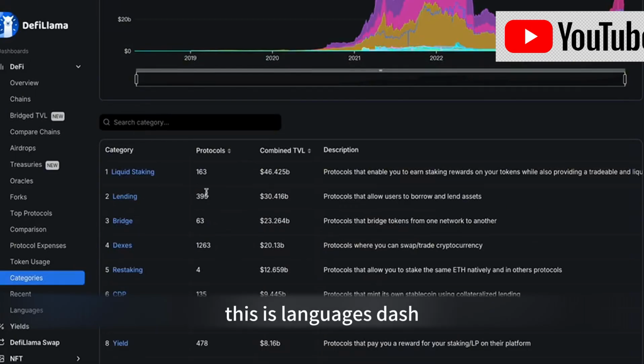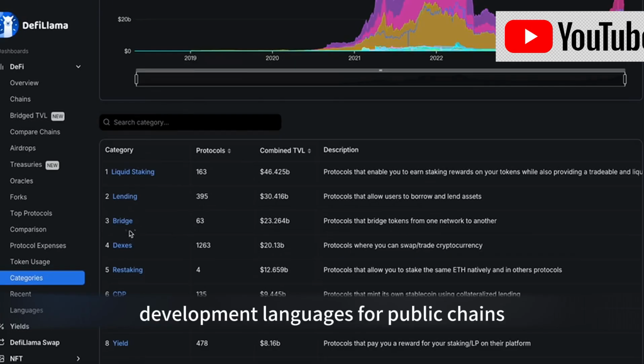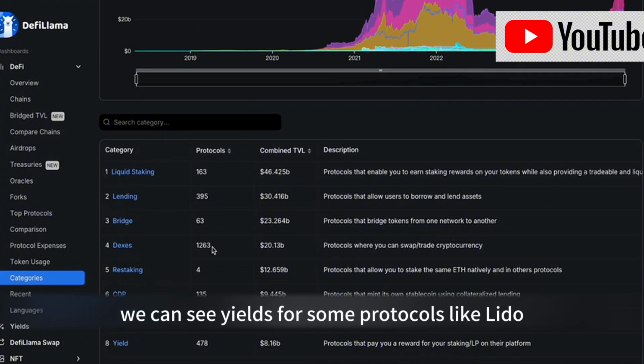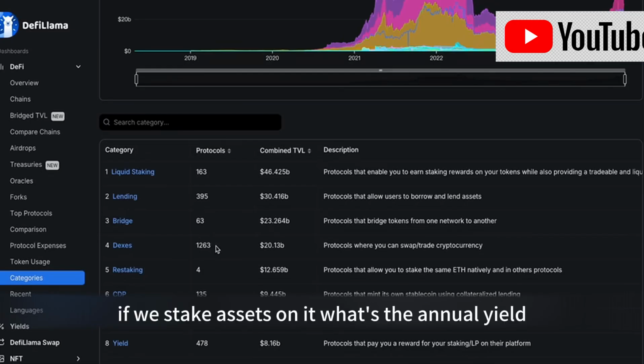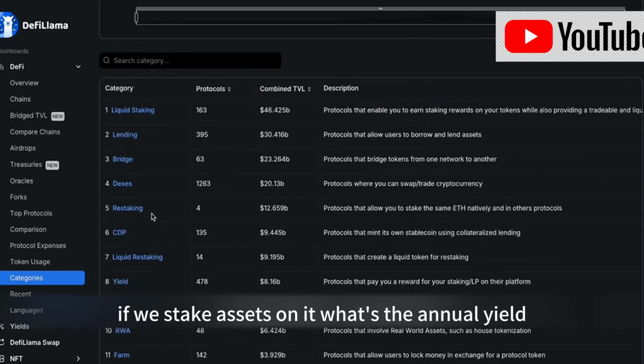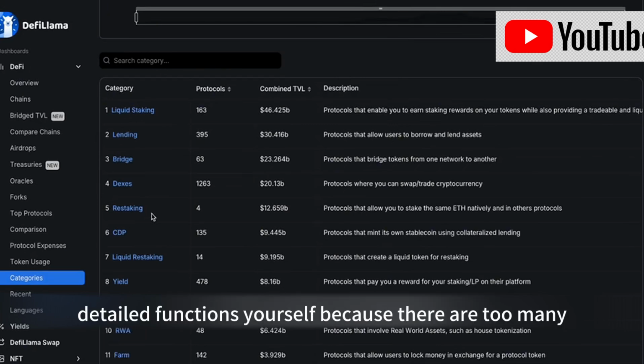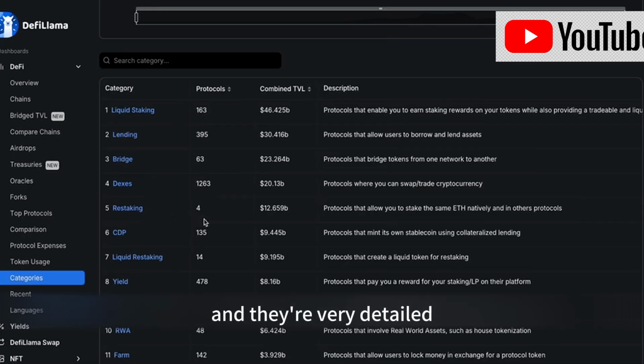This is languages, development languages for public chains. Nothing much to say about this. This is yields, yield situations. We can see yields for some protocols like Lido. If we stake assets on it, what's the annual yield? Currently, it's 3.1%. You'll have to explore detailed functions yourself because there are too many and they're very detailed.